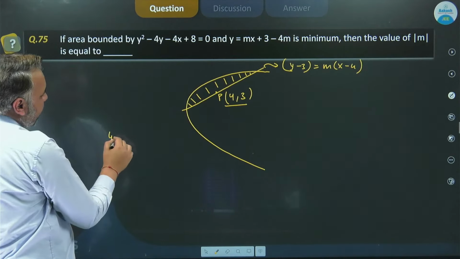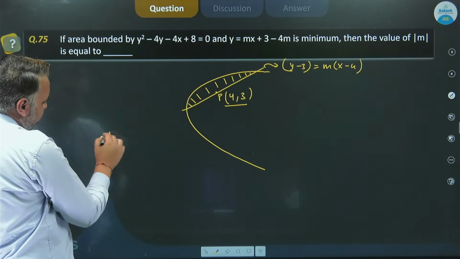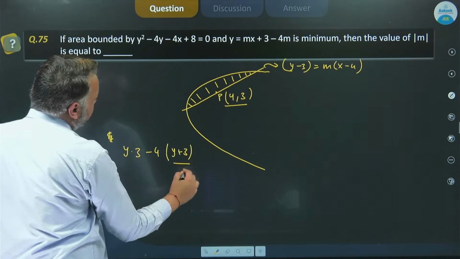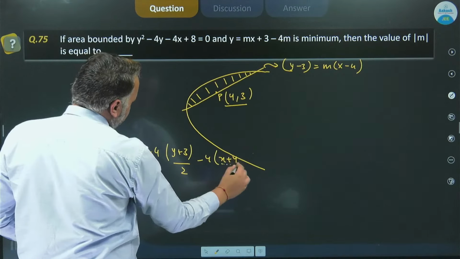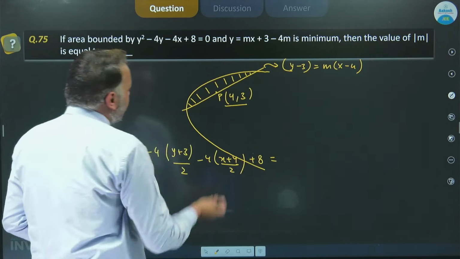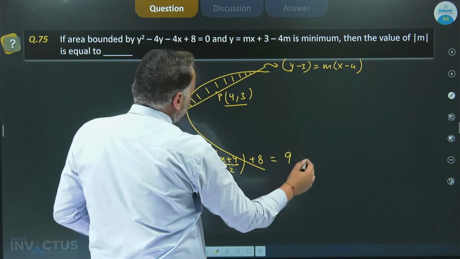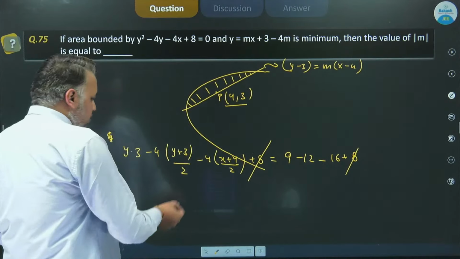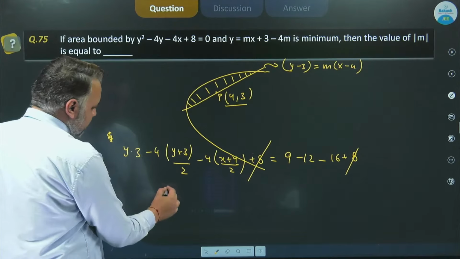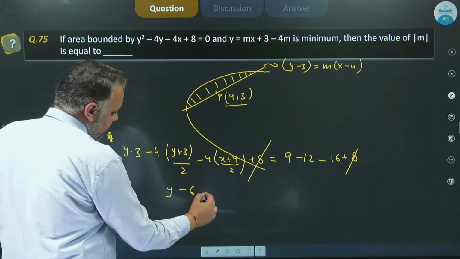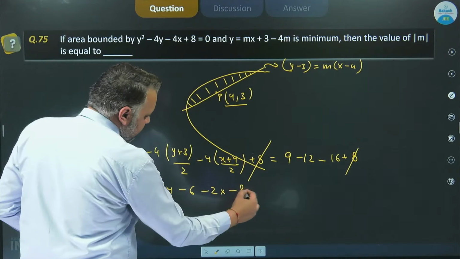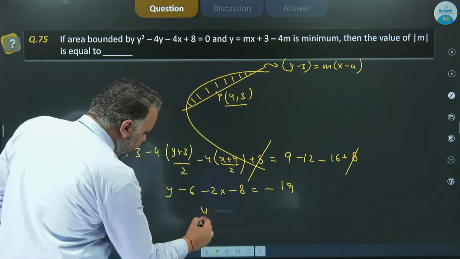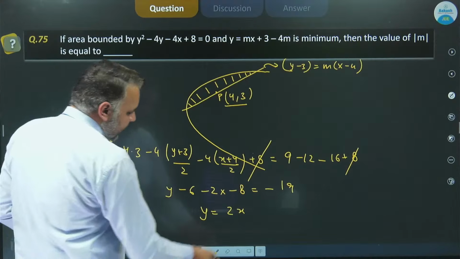So forming T using transformations, this is 3y minus 4 times (y + 3)/2 minus 4 times (x + 4)/2 plus 8 must be equal to, now putting (4, 3) here, 9 minus 12 minus 16 plus 8. 8 is cancelled out. You can see that this is 3y minus 2y, so y minus 6 minus 2x and minus 8 is equal to nothing but minus 19. So we see y is equal to 2x minus 5.